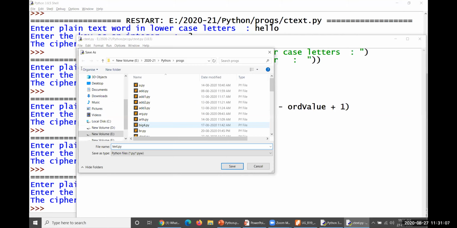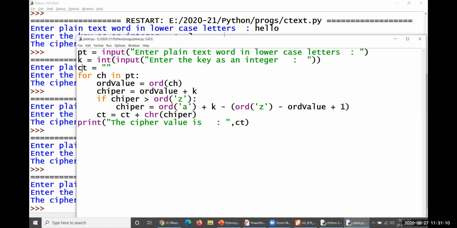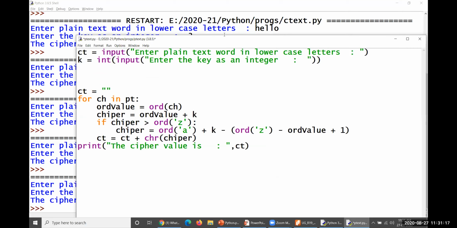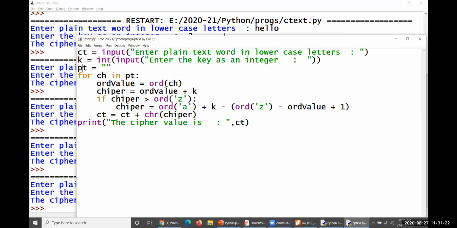I'd like to perform the same kind of operation here also. Now you take the ciphertext as input, and the key value is the same. Here, instead of ciphertext, let me call it plain text, because I'd like to get back the plain text. So ch in ciphertext is taken as input, so that we get one character from the ciphertext. Then the order value will be equal to order of ch again.